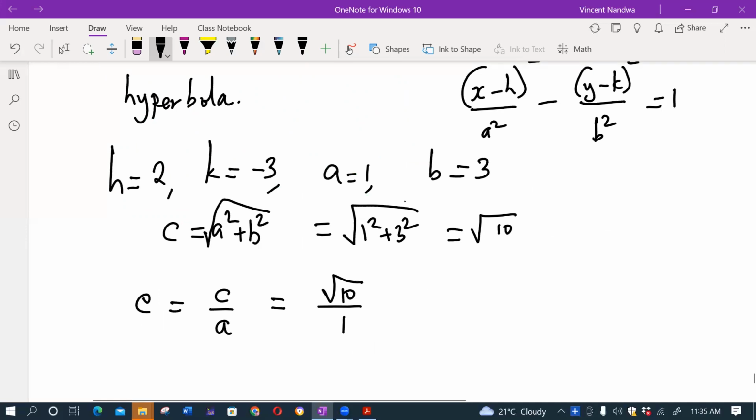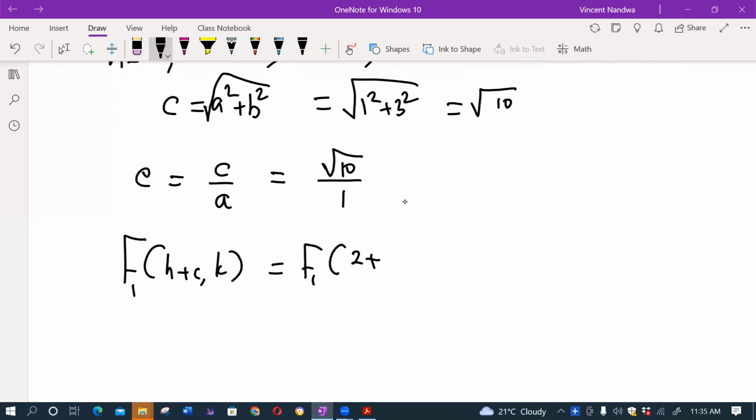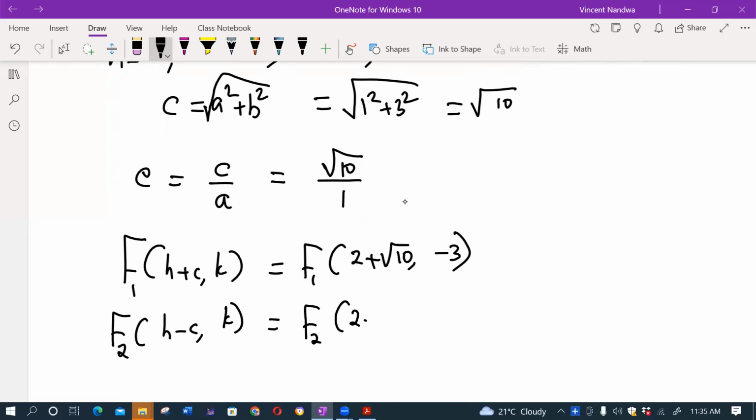Then the foci, in this case, will be given by, so first focus is h plus c comma k. So F1 is 2 plus root 10 comma minus 3. Second focus is h minus c comma k. So 2 minus root 10 comma minus 3.